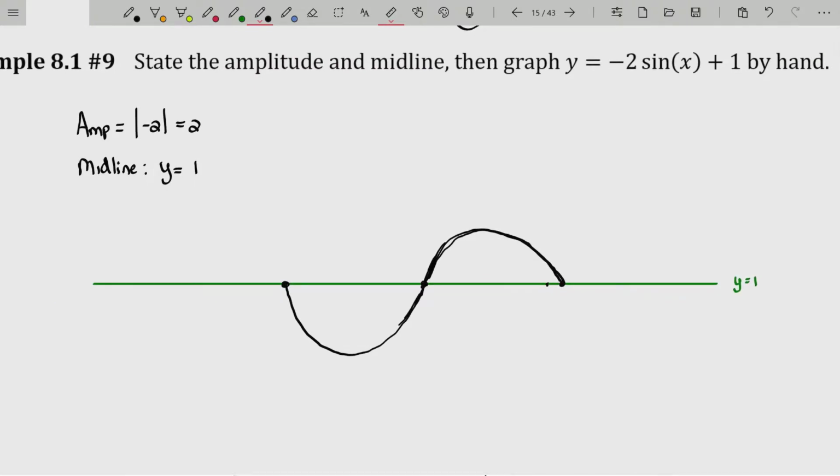All right. So let's label those key points now. It started at 0. It ends at 2 pi. Halfway between is pi. Halfway between that is pi over 2. And therefore, this must be x equals 3 pi over 2.